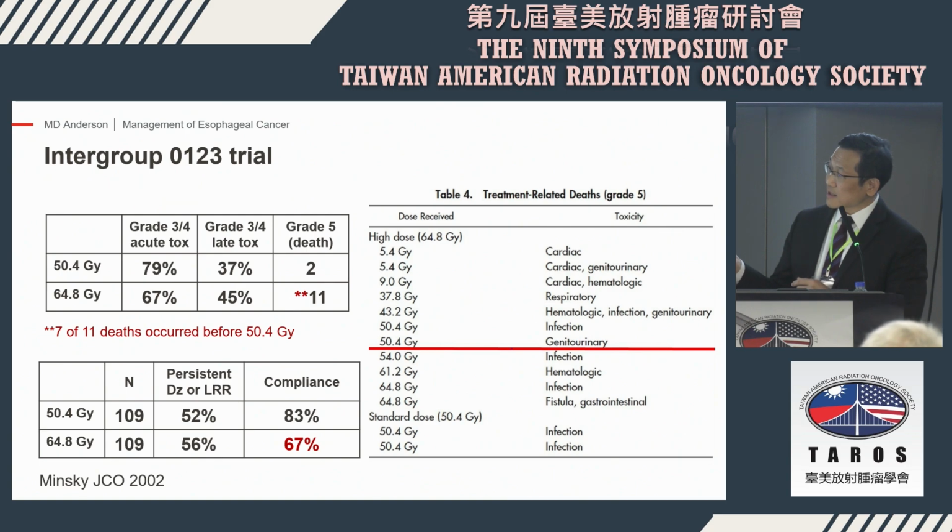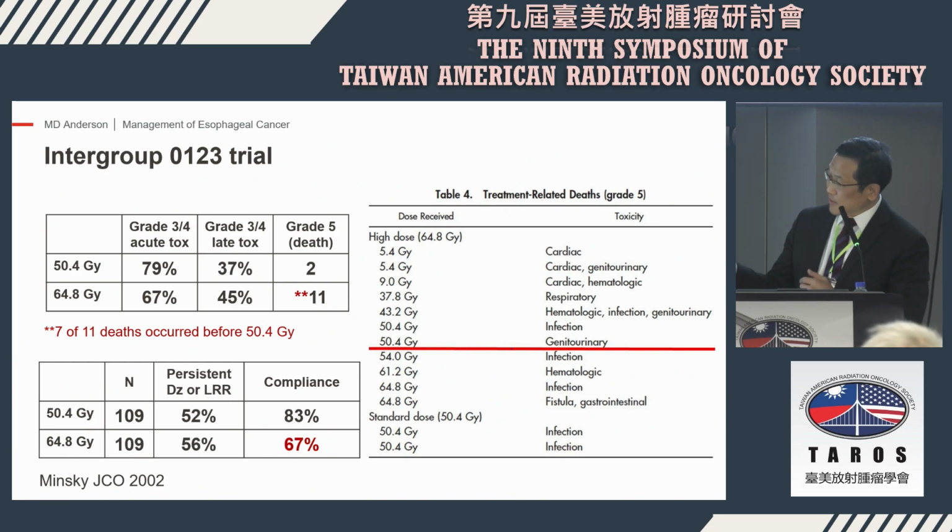If you actually look at this, in the patients that received higher doses, there were more deaths, particularly grade 5 toxicity, in patients who received 64.8 gray. But unfortunately, this is kind of bad luck, because 7 of the 11 deaths occurred before even reaching 50 gray, right? So this is essentially just kind of the luck of the draw, unfortunately.